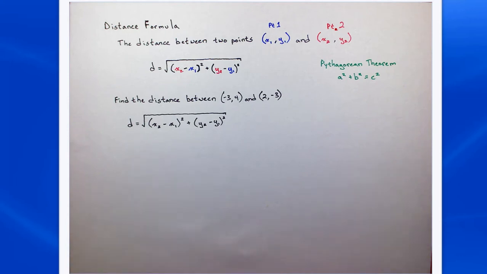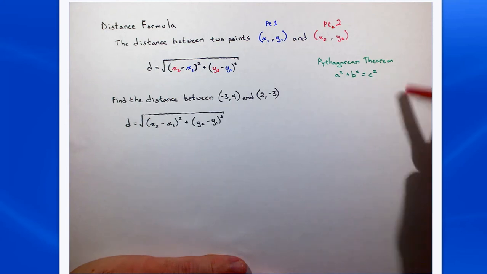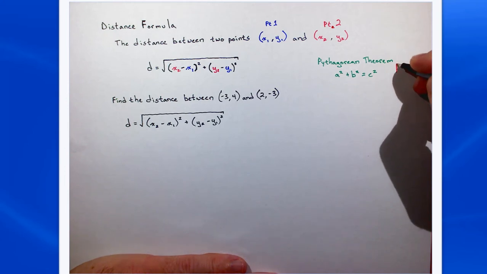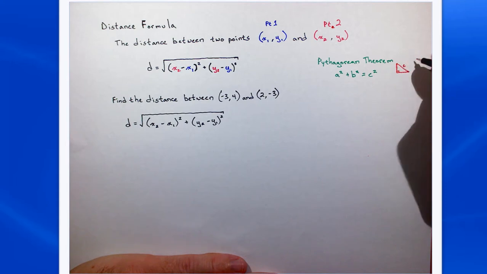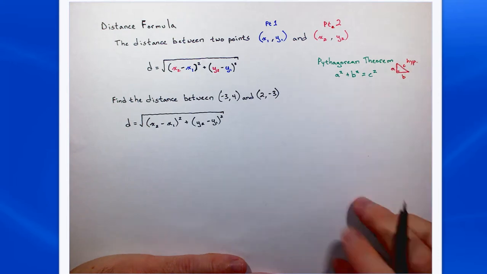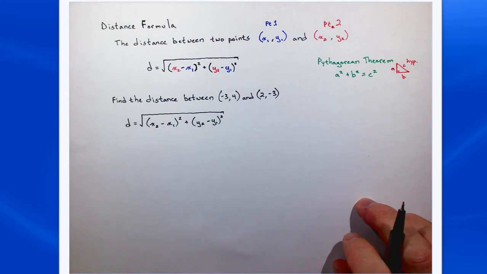D equals the square root of the square of the difference of the x values plus the square of the difference in the y values. And in your book, I'm not going over it in this video, is where the distance formula comes from: the Pythagorean theorem. Remember that whenever you're dealing with right triangles? And C is the hypotenuse. You could take the square of A and the square of B, and that would give you C. And this is where this comes from.